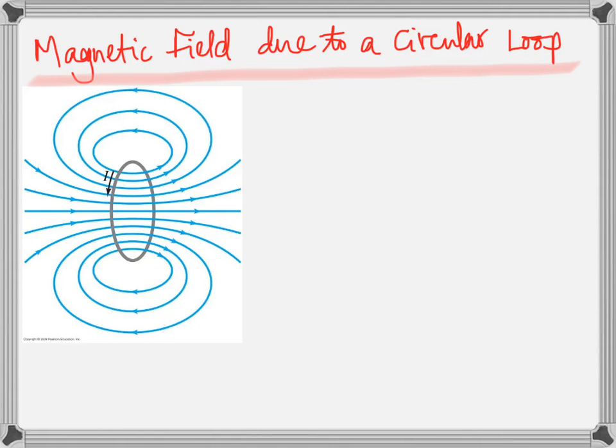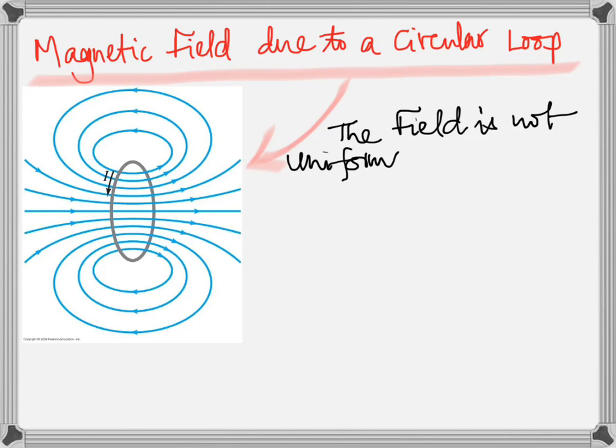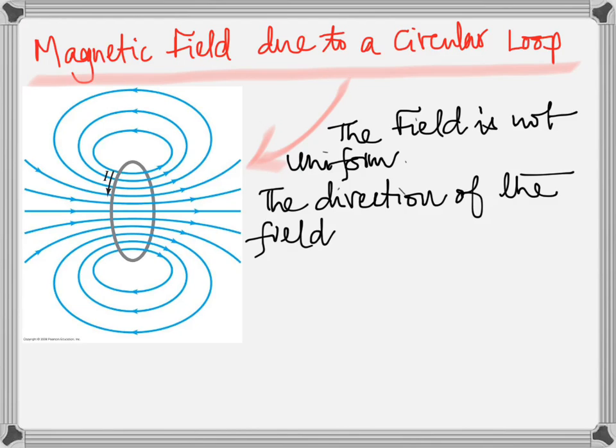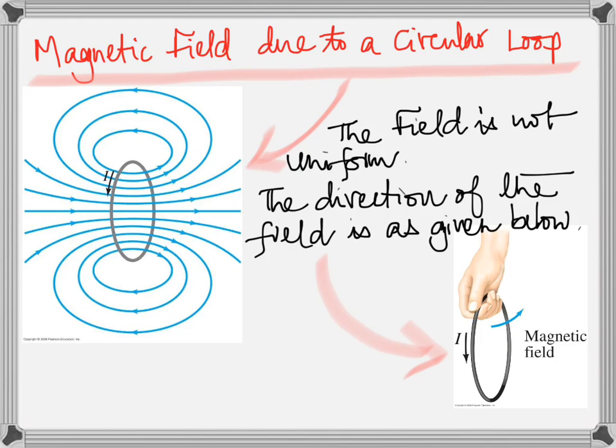Now if it's a circular loop, then the magnetic field is as shown here. You can see that the field is not uniform, it's strong inside the coil and weaker outside. The direction is again given by the right hand palm rule as shown in the figure, with the thumb pointing in the direction of current and the direction of the closed fingers to the tip of the fingers, showing the magnetic field.